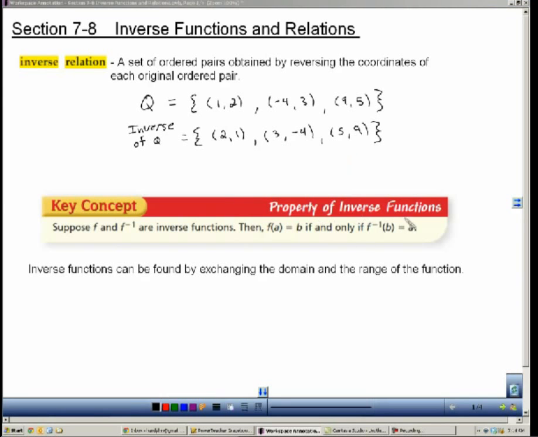Now an inverse function, the definition is given for us here. Suppose f and f of negative 1. This is how we write a function and its inverse. We use a negative 1 exponent on a function, and that's how we talk about its inverse. That only applies when the domain and the range can be flipped in either one of those functions.